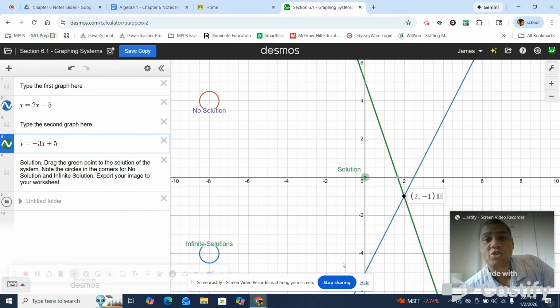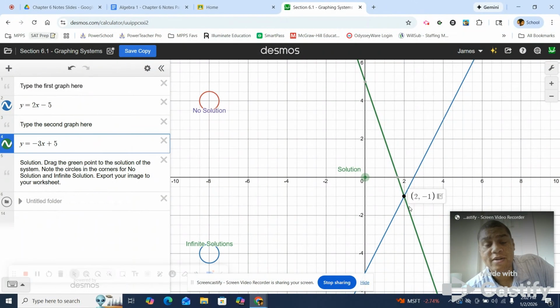System of equations, the solution, that's the value that makes them both true, which graphically means the point where they cross. And Desmos knows that I probably want to know where they cross. So if I just click on it, it says these two lines cross at (2, -1). And that's my answer. That's it.